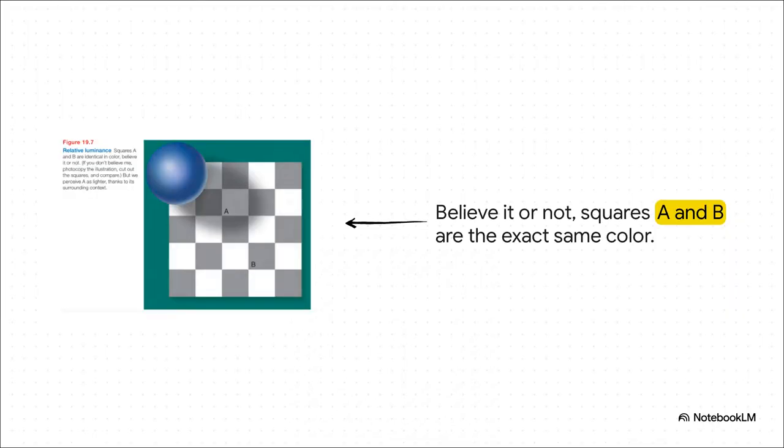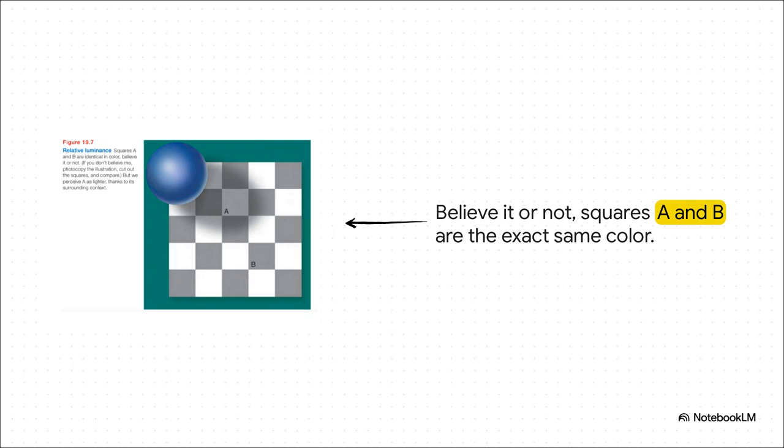Take a really close look at this checkerboard. I'm about to tell you something that's going to sound completely impossible. Squares A and B, they are the exact same shade of gray. No, really, it's true. Go ahead, you can even pause and cover up the rest of the image with your finger to check. See? Your eyes aren't deceiving you.